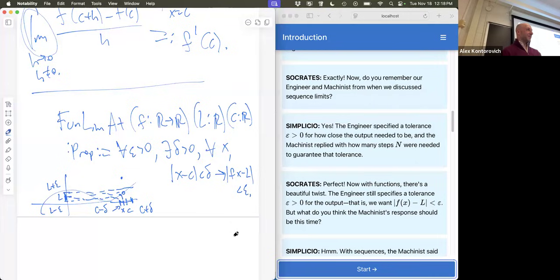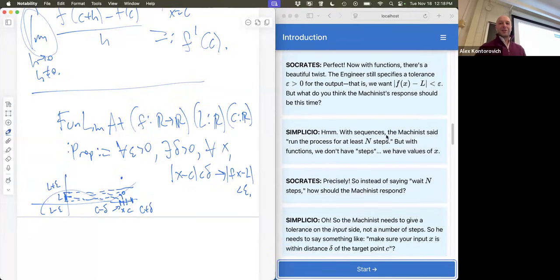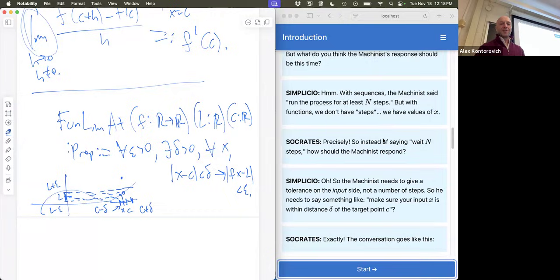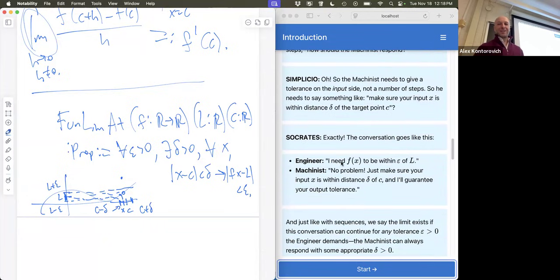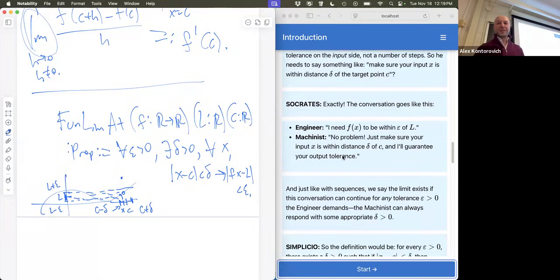Okay, does that make sense as a definition? There's one thing wrong with this definition. So the machinist is going to make sure your input X is within a distance delta of the target point C. And so the engineer says, I want the function to be within epsilon. The machinist says, no problem, just make sure the X you give me is within delta of C, and I'll guarantee you the output tolerance. And if for any epsilon there exists a delta, so that if you give me an X that's within delta of C, the F that I give you back will be within epsilon of L. Okay, it's exactly the same principle as we've already seen.